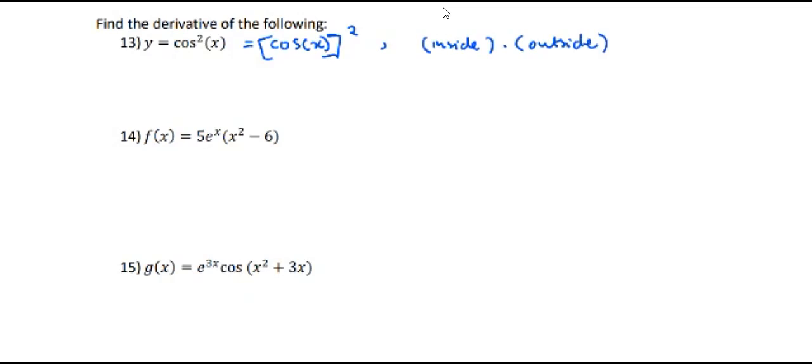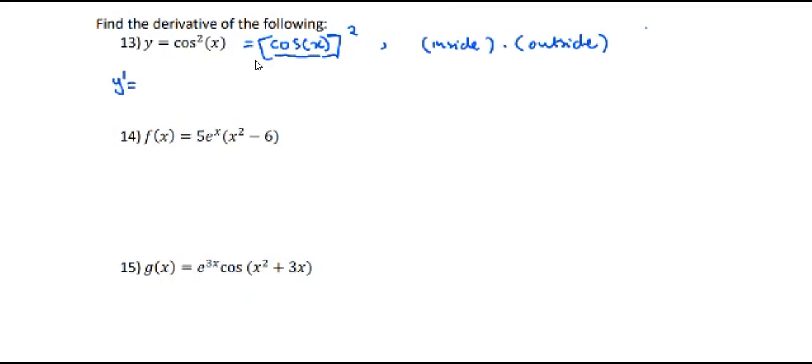So our inside function here is cosine of x, and our outside function is just like the square function. So we're taking one function and squaring it. So it's a composite function. So the derivative y prime, you're going to have to use this technique.